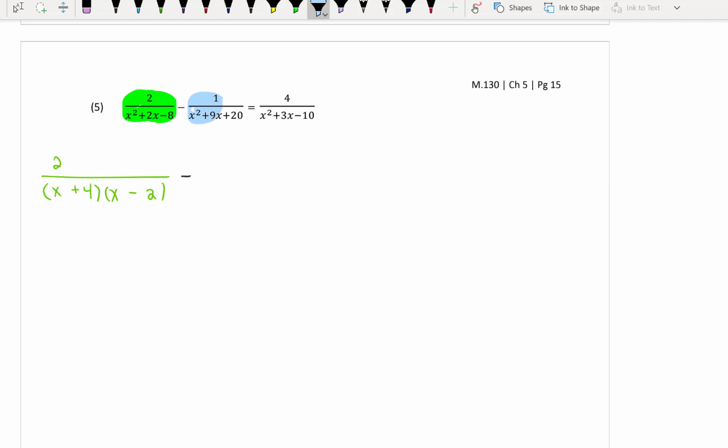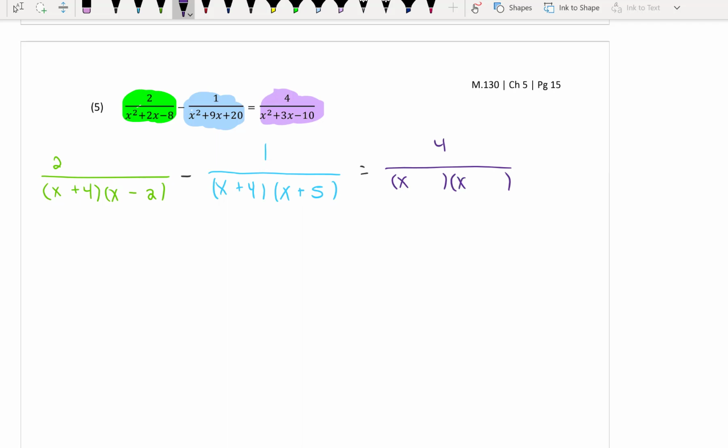Minus, looking at our second fraction here, I have a 1, and let's factor that denominator. So multiply to 20 would be a 4 and a 5 if they're both positive to get a positive 9. And it's equal to our last purple fraction, which is a 4. And if I factor out my denominator, multiplies to 10 is 5 and 2. And if I want a positive 3, it would be a positive 5 and a negative 2. So now I have factored everything out as much as possible.